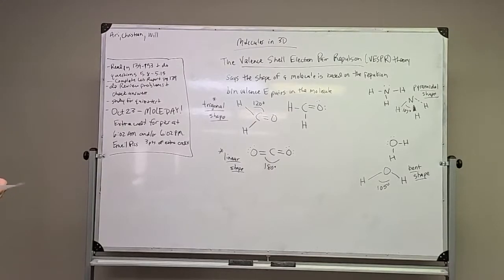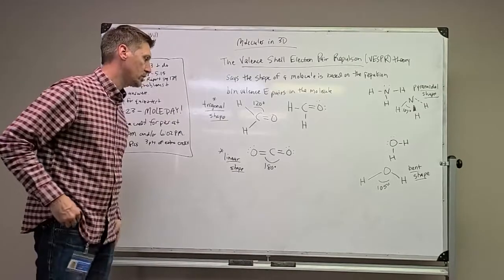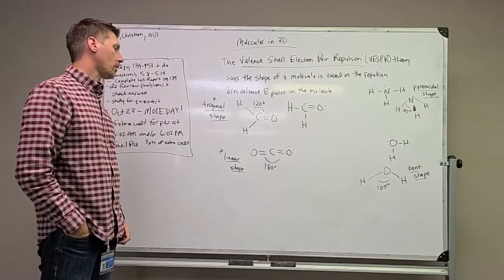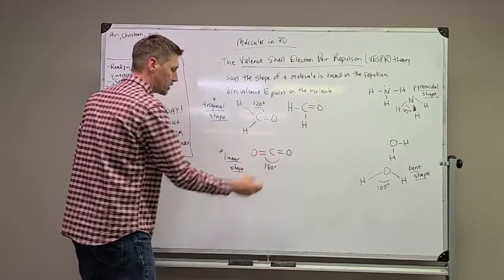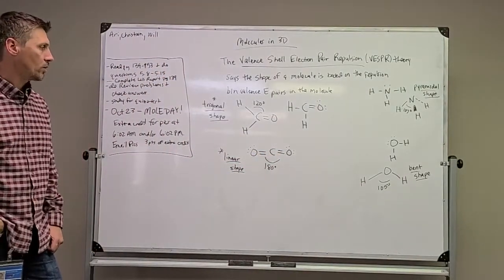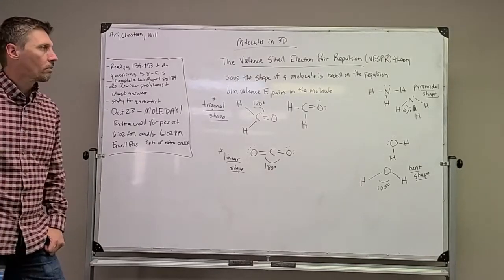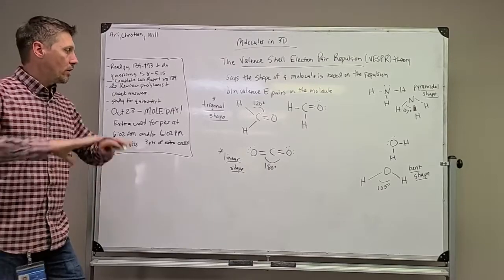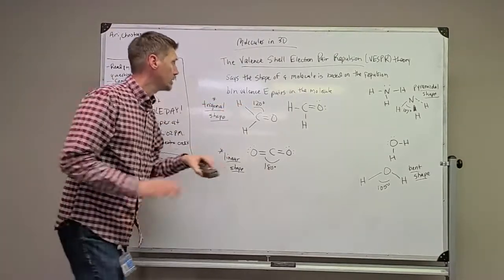Again, the difference is it's not like the tetrahedron with a couple of legs missing and replaced with non-bonding electrons. We've just got two groups of electrons, shared electrons around the central atom. That's why it's linear. So again, I need you to know the name, the bond angle, and the basic shape.